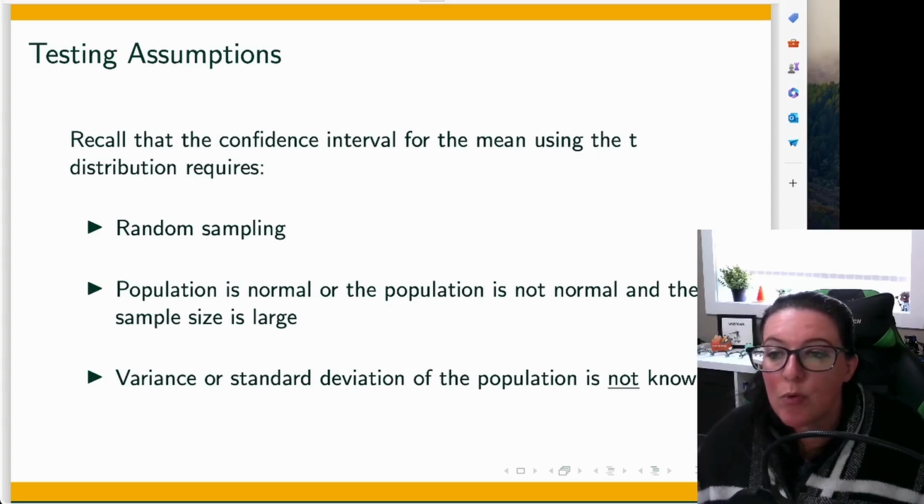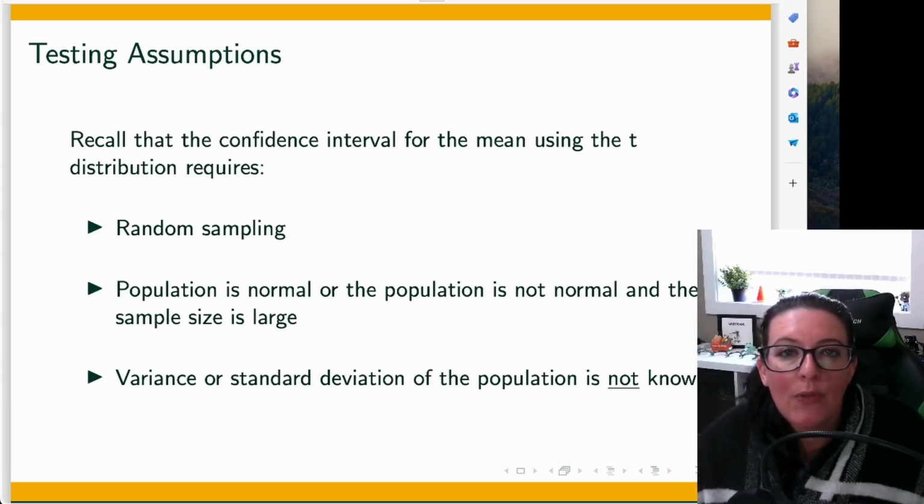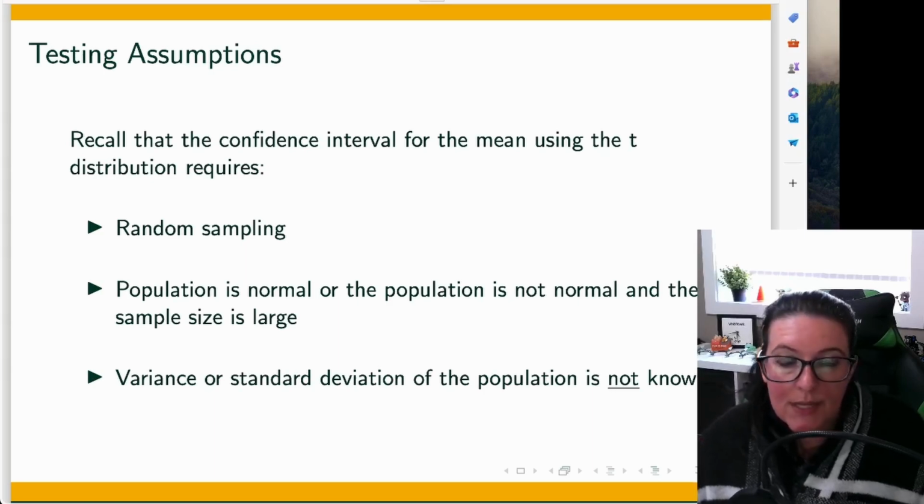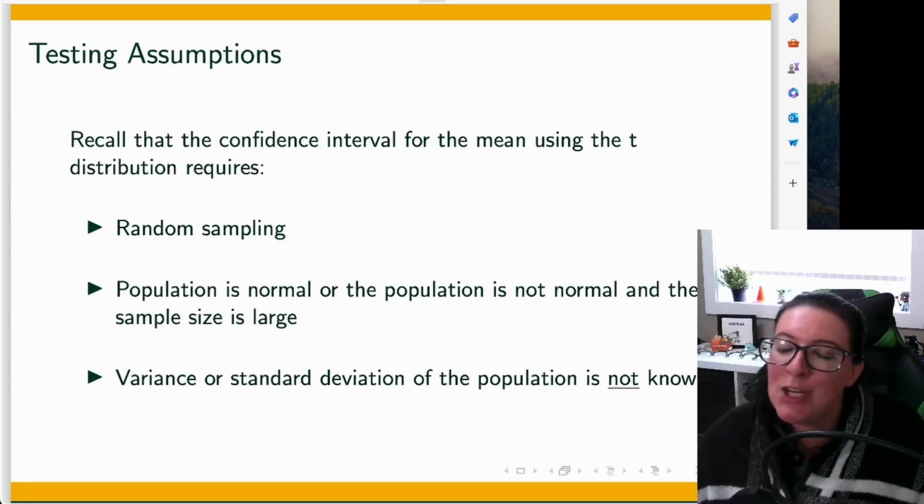The assumptions are that you have a random sample, the population is normal, or the population is not normal and the sample size is large. We also are using the t distribution because the variance or standard deviation of the population is not known. You should know how the data was collected, so you know whether or not it's a random sampling method. And we don't know the variance or standard deviation of the population. So we should check the normality of the population, especially if we have a small sample size.